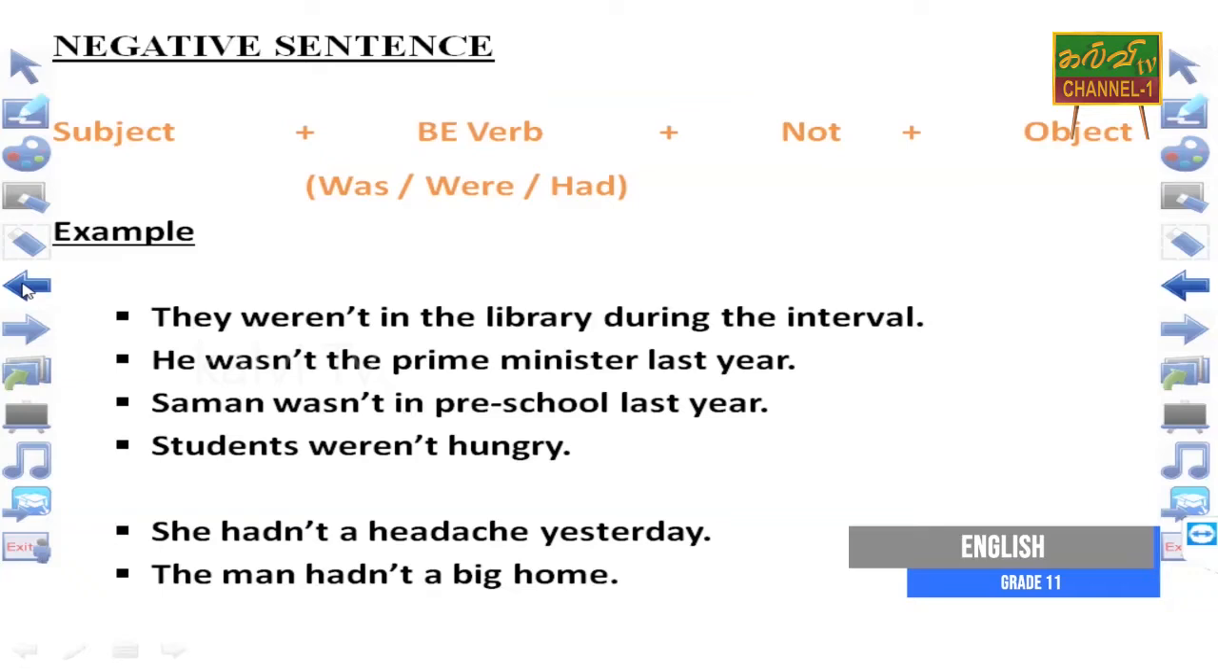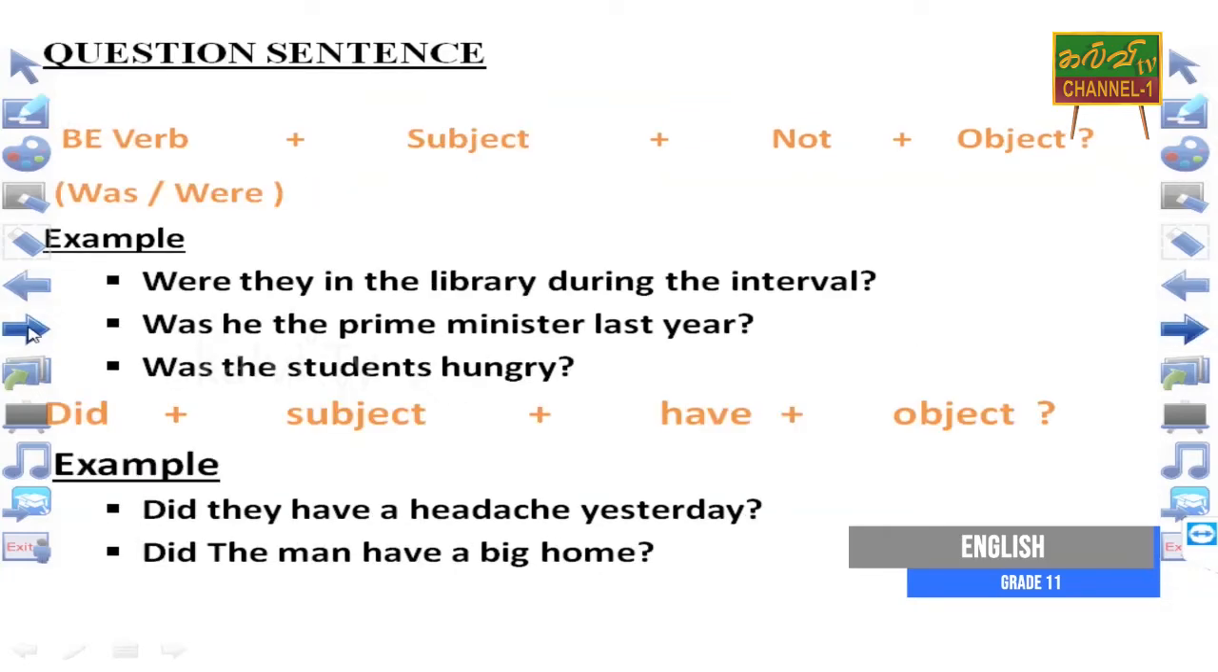Weren't can be read as were plus not. Wasn't can be read as was plus not. Hadn't can be read as had plus not. If you make a question sentence, the be verb is written in front of the subject. Be verb, subject, not, and object. Was and were are the helping verbs that can be used.